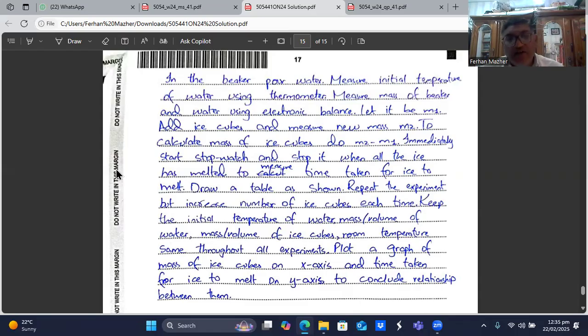throughout all experiments. Plot a graph of the mass of the ice cubes on the x-axis and the time taken for the ice to melt on the y-axis to conclude the relationship between them. By looking at the shape of the graph, you will be able to tell what the relationship is between the time taken to melt the ice cubes and the mass of the ice cubes. So this is the planning question, and that's it.